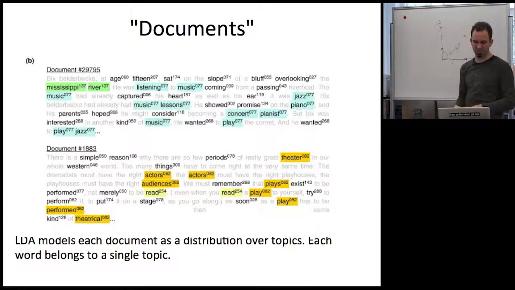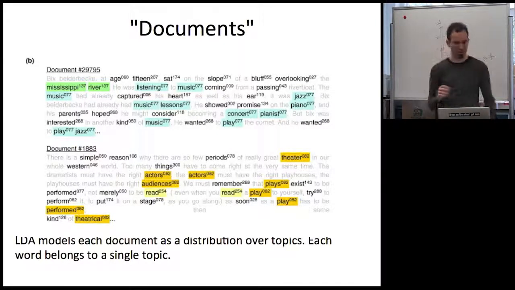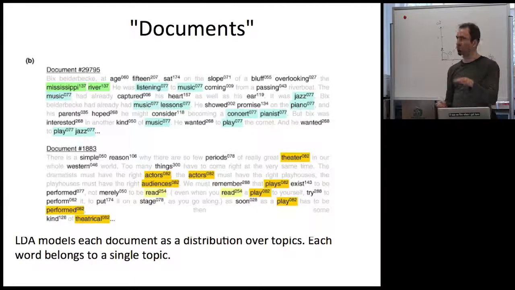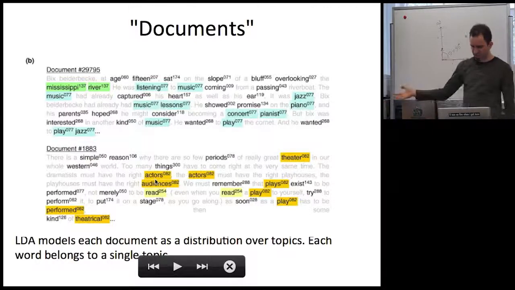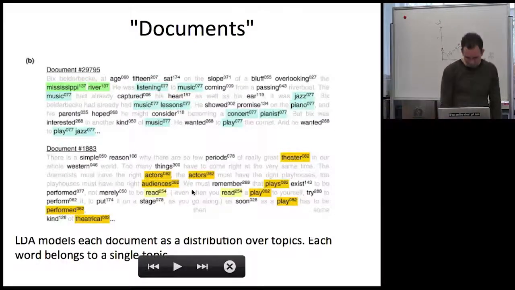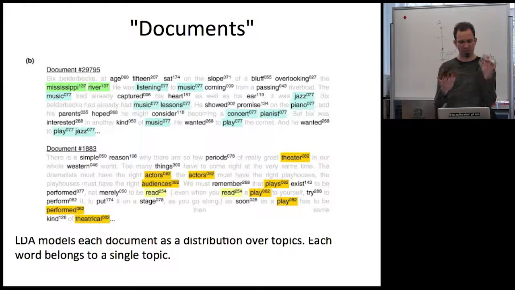Here are two different documents. What we've done is we've colored the words that are about different topics. You can see the green words in that first document are river-related words, Mississippi, river. And then there are music-related words: concert, pianist, jazz, piano, music, lessons, listening, music. And here's a different document. It has a different set of topics. Some of the words are about actors, audiences, play, and some of the words are about reading. The two documents have a different distribution of topics. One's about rivers and music, the other's about actors and reading, apparently, and some other things too.